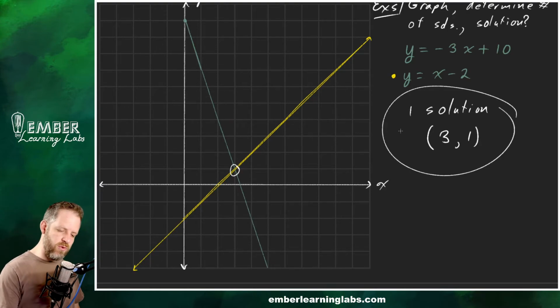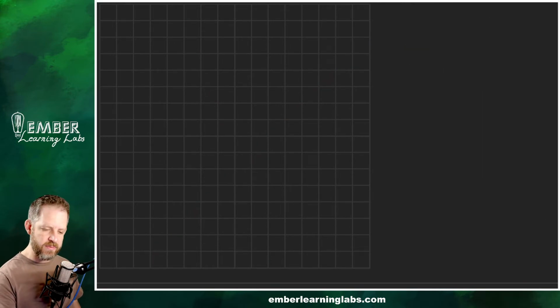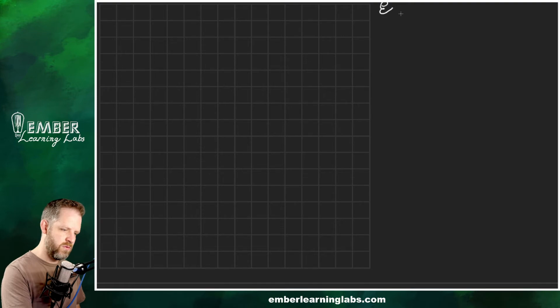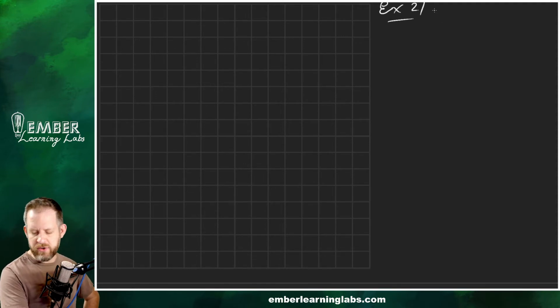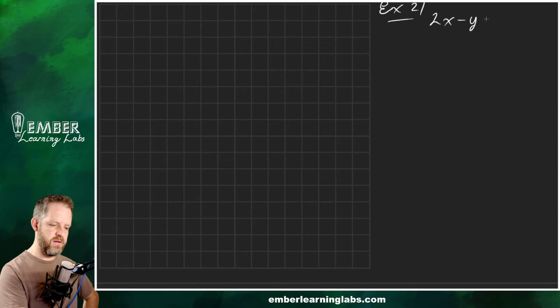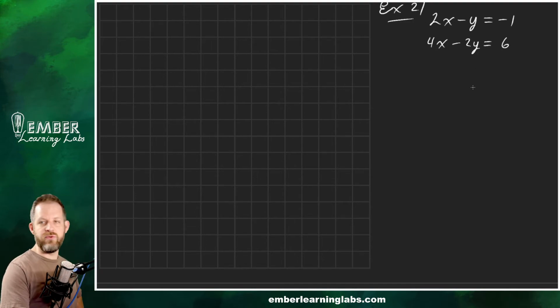Let's do one more example. We can leave it on this offset grid. Let's do example 2. Example 2 is going to be the same instructions, but we're going to do 2x minus y equals -1, and 4x minus 2y equals 6. So in order to do this one, we've got to solve each one of these equations for y.